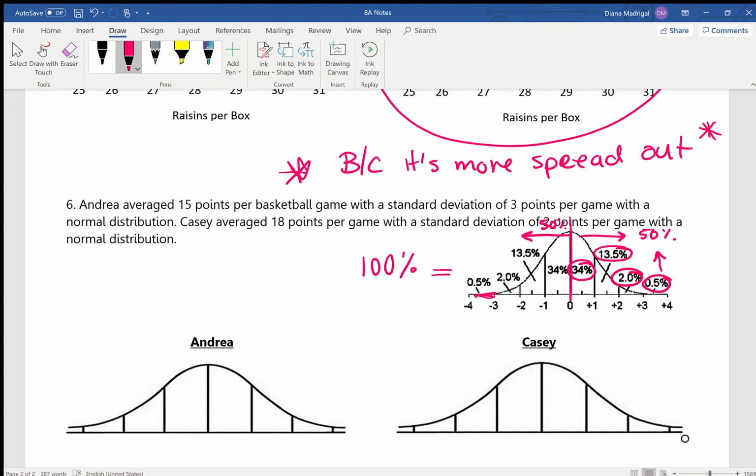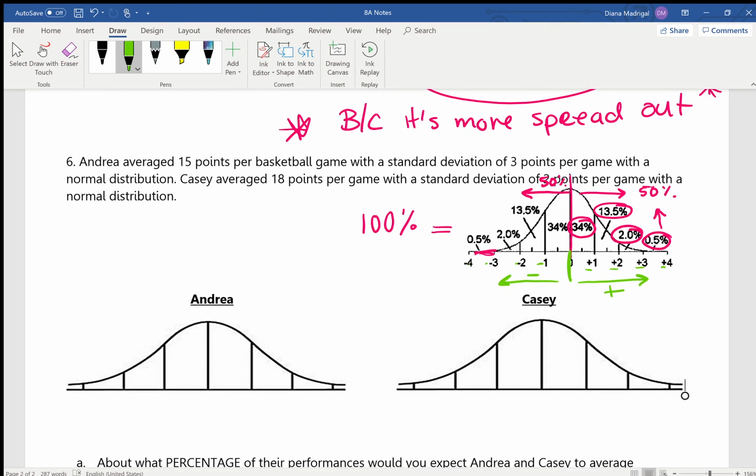Another thing that we're going to be talking about is standard deviation. Standard deviations are the numbers on the bottom. You always start from the middle, the average. If you go to the right, you are adding. Notice how they're positive numbers. When you go to the left, you're subtracting. That's why they're negative numbers. Okay? All right, now I can read the problem.